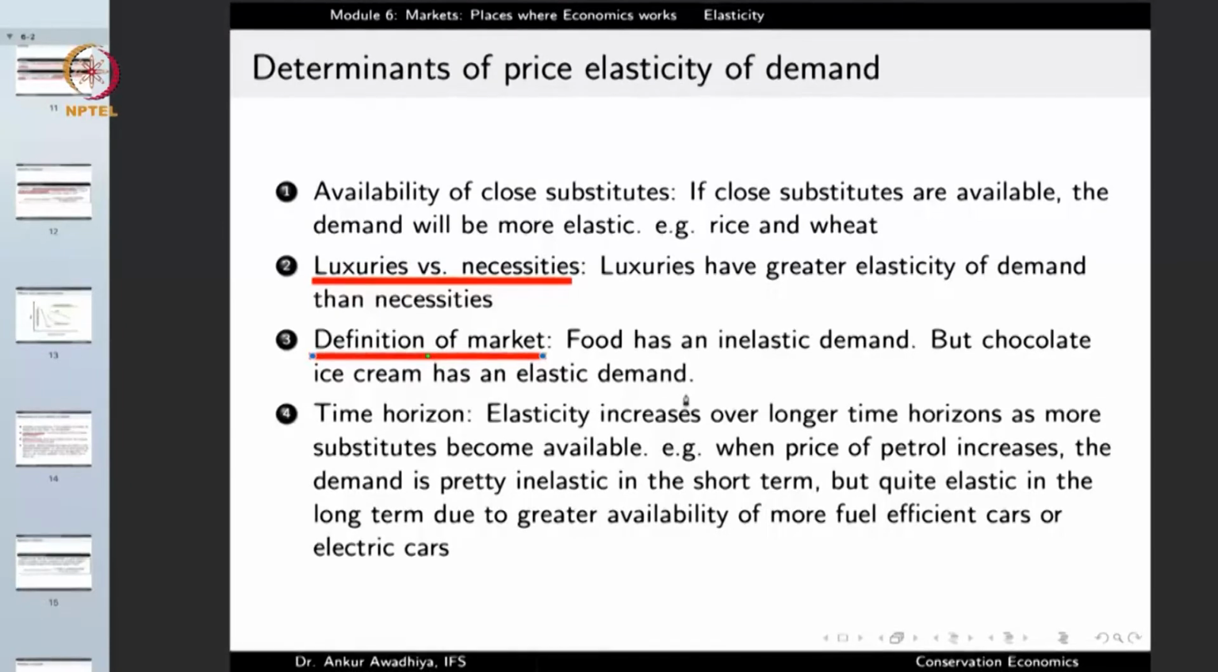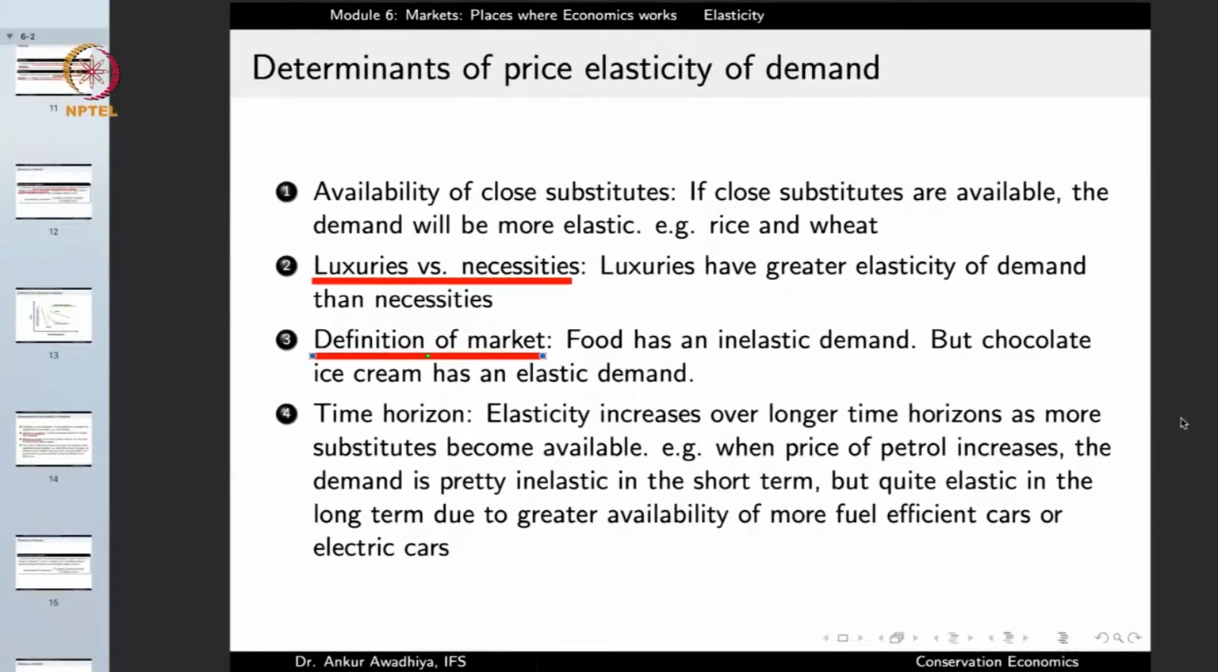So the definition of the market can play a role in determining whether the price elasticity of demand is elastic or inelastic. The more generalized way you look at the market, the more inelastic the demand will be. But if you look at the market in terms of very specialized products, you will have an elastic demand curve. This is also true because when you look at specialized items, there are a number of substitutes available, and because of the presence of those substitutes, the demand curve will become more and more elastic.